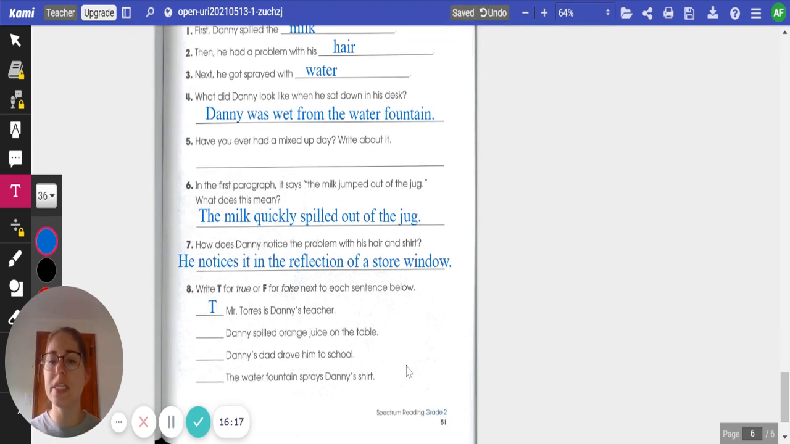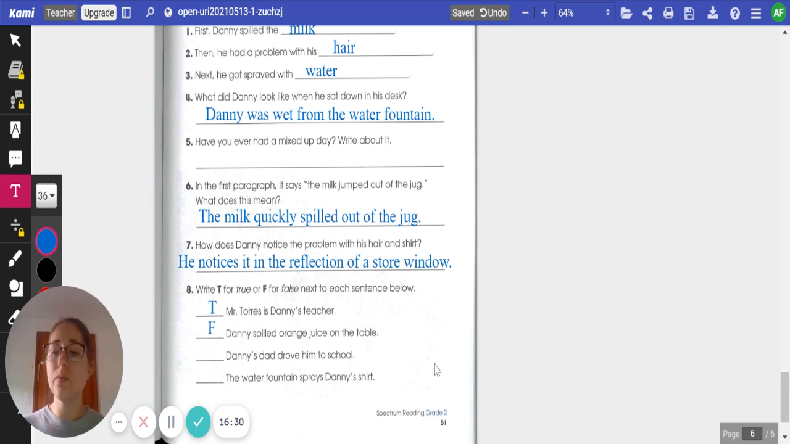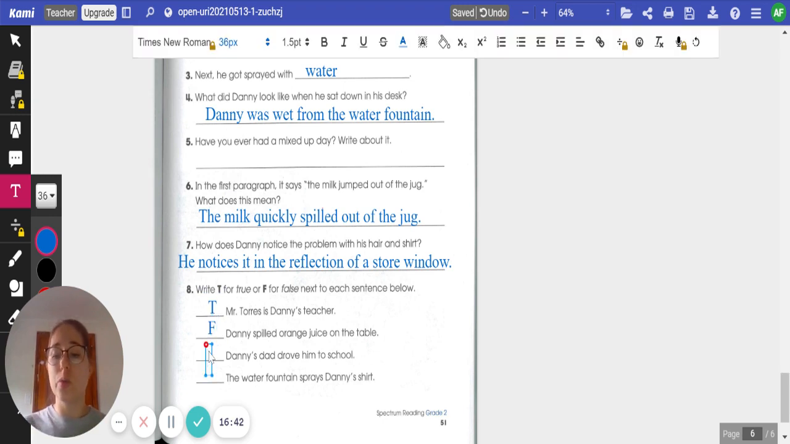Our next one, Danny spilled orange juice on the table. We just talked about this. We said it wasn't orange juice, it was milk. So let's put an F for false because we know that it was milk. Our third one, Danny's dad drove him to school. Well, if he drove him to school, then Danny would not have been able to see his reflection in the window, right? So we know that he was walking to school. So we know that's false.